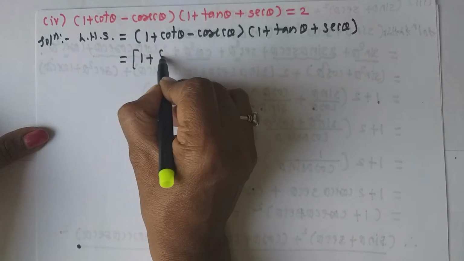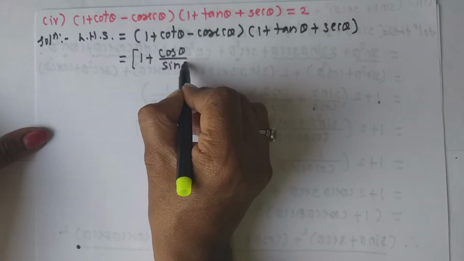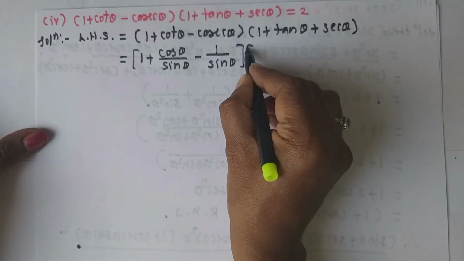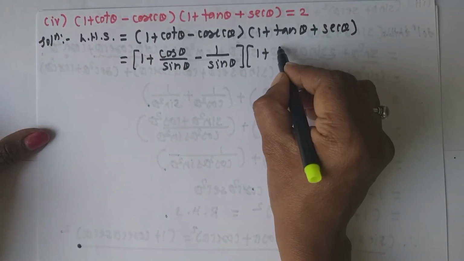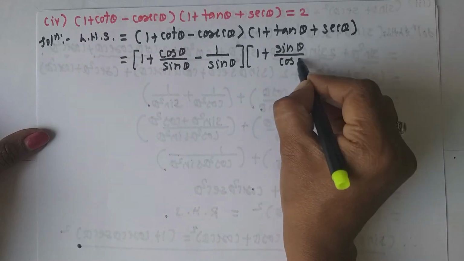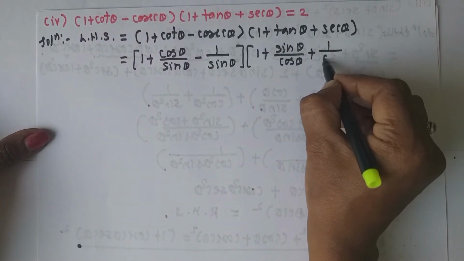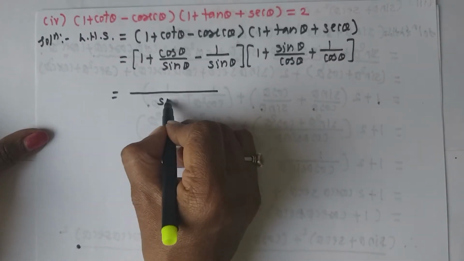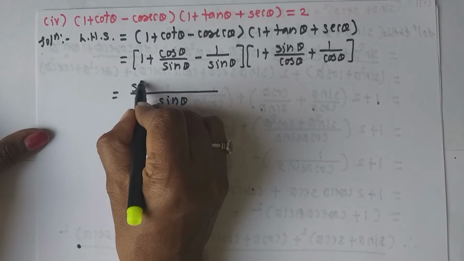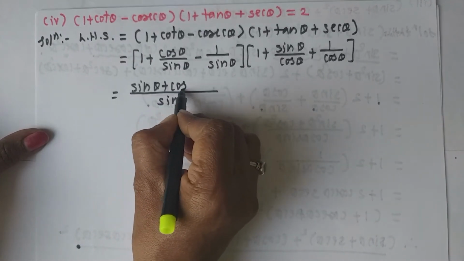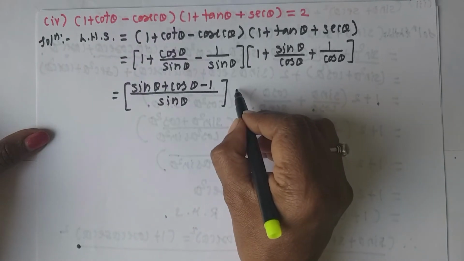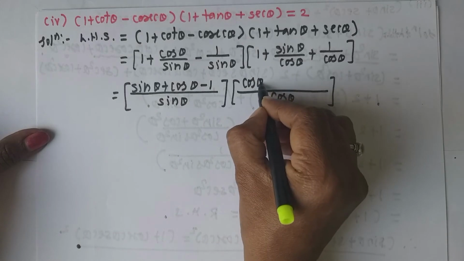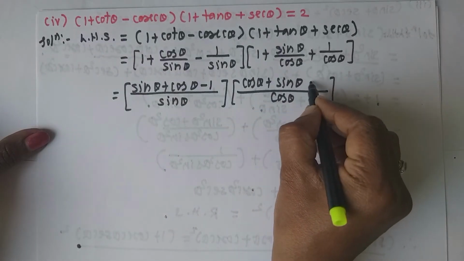See, cot means cos theta divided by sine theta. Cosec theta means 1 upon sine theta. Similarly, in the second bracket, tan theta means sine theta divided by cos theta, and sec theta means 1 upon cos theta. Now take the LCM. LCM for the first bracket is sine theta. Then this will be sine theta plus cos theta minus 1. For the second bracket, LCM will be cos theta. Then this will be cos theta plus sine theta plus 1.